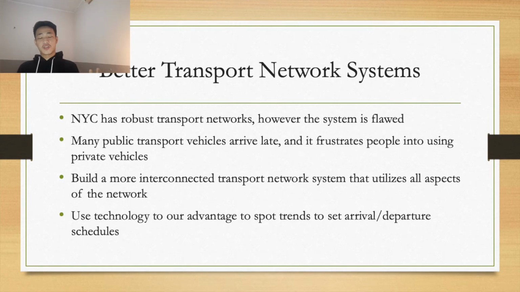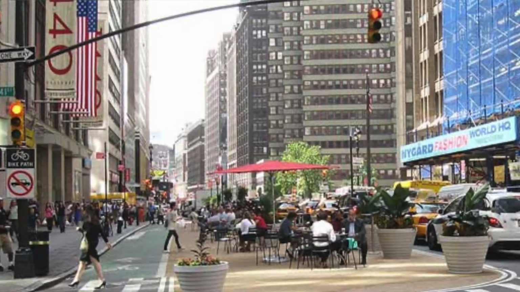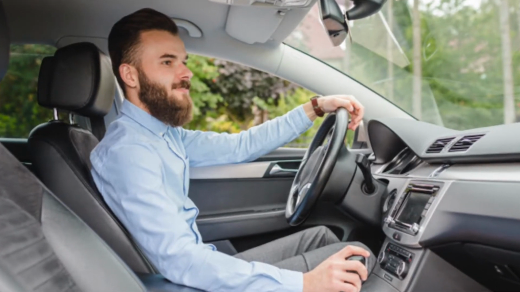My own suggestion to solve traffic is to implement better transport network systems. New York City is very good. They have robust transport network systems such as the subways and the busways. They have their own bike lanes. They have good pedestrian walkways. However, this whole system is very flawed. Many times, buses and subways are late, which causes frustration for people. And this frustration leads people to buying their own cars or using their own cars to get to where they want to go. And this is the problem.